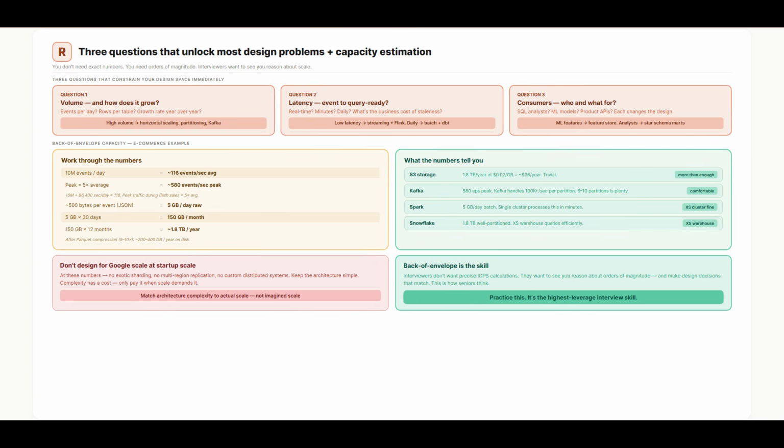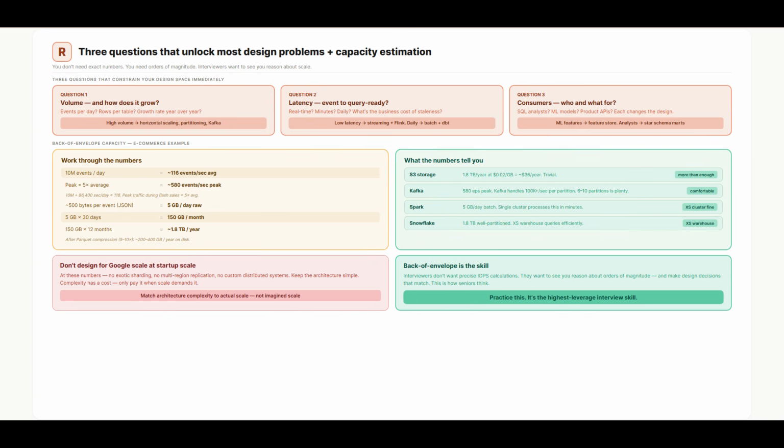For capacity estimation, you don't need exact numbers, you need orders of magnitude. Interviewers don't want you to calculate precise metrics. They want to see you can reason about scale. Take our e-commerce example. 10 million events per day divided by 86,400 seconds in a day. That's about 116 events per second average, but traffic isn't uniform. Peak is maybe 5x average, so 580 events per second at peak. Each event is maybe 500 bytes of JSON. That's 5 gigabytes per day raw. 150 gigabytes per month, about 1.8 terabytes per year.